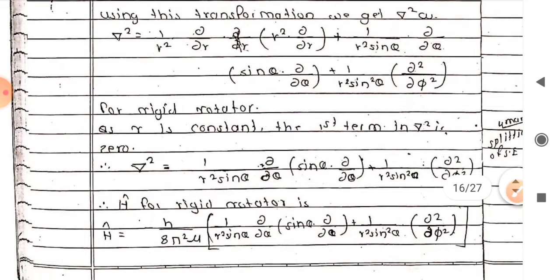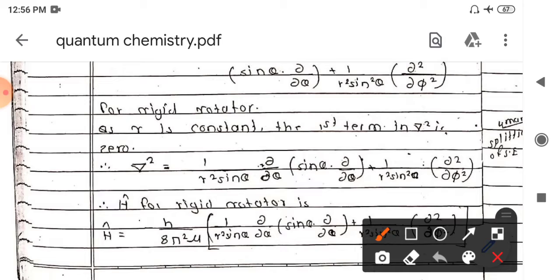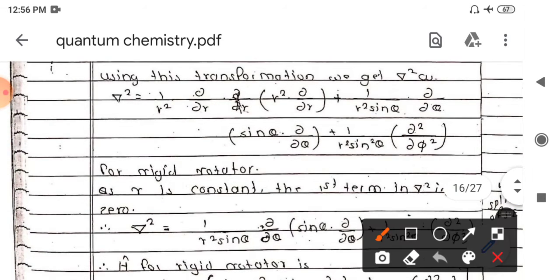For this rigid rotor type of system, the internuclear distance between the two particles of the rotating system is constant. As the name suggests, the system is rigid. It is not flexible, so the distance or bond length is constant. So we can say that the first term in the above equation, because we are differentiating with respect to r, and the differentiation of any constant term is what?